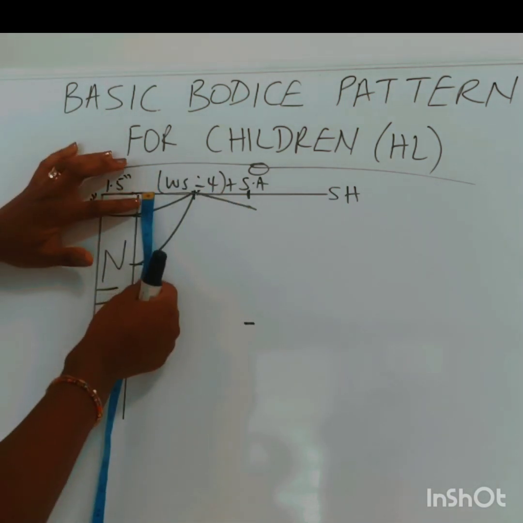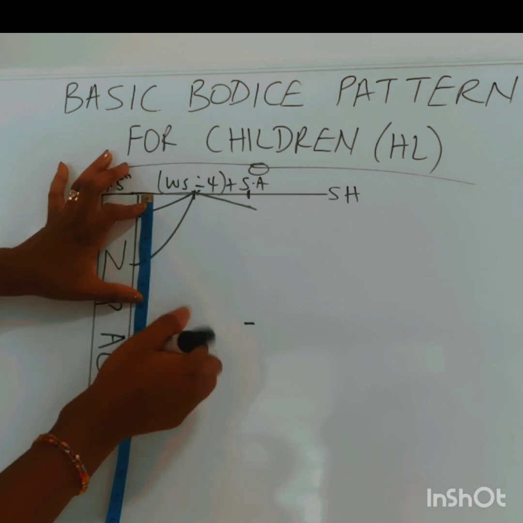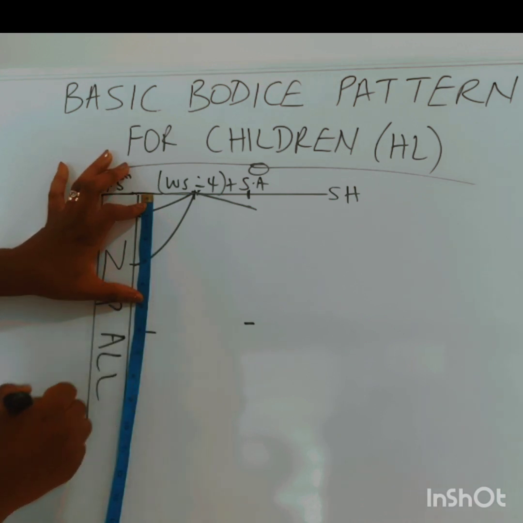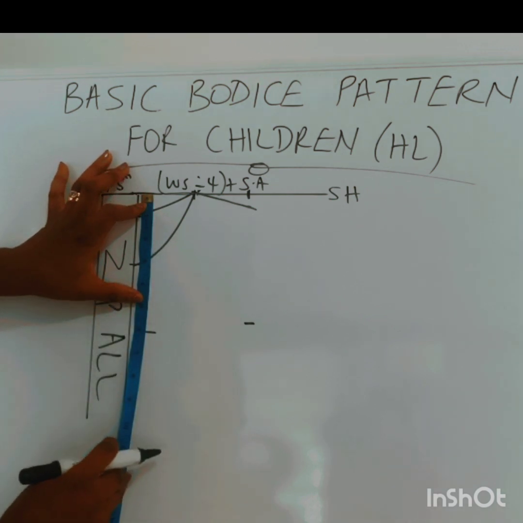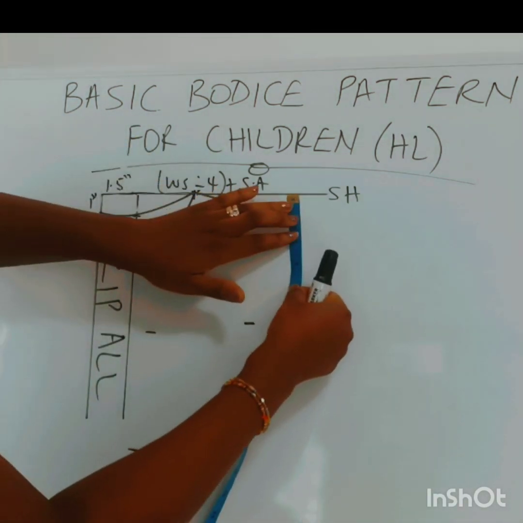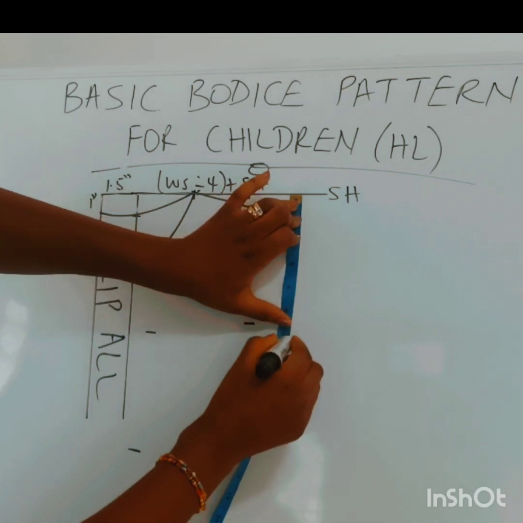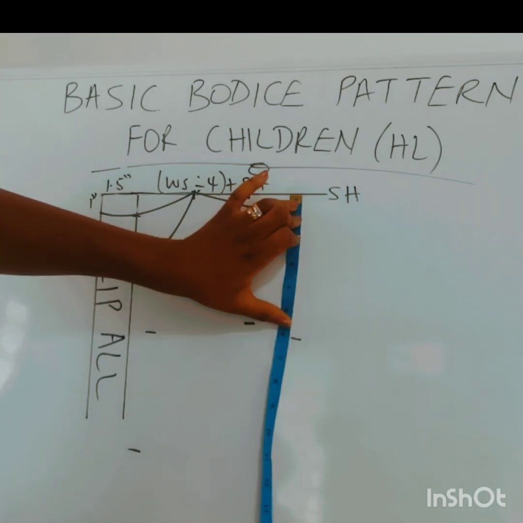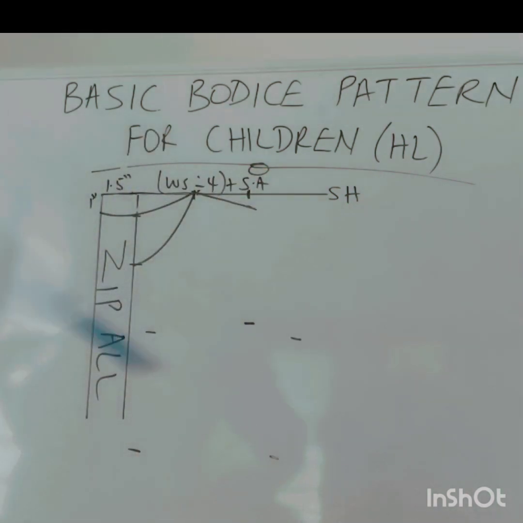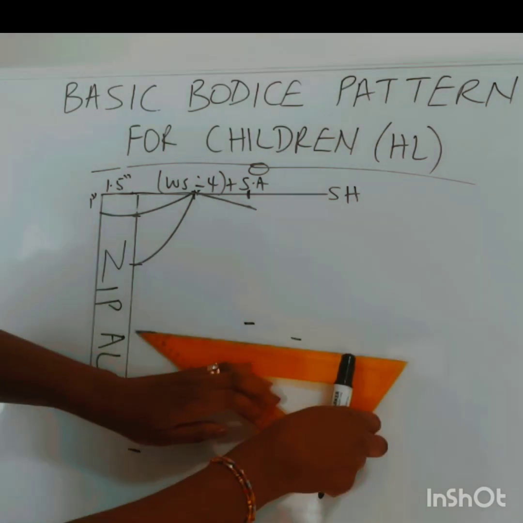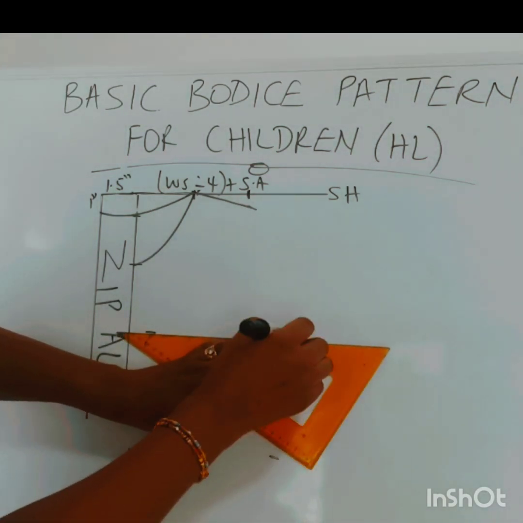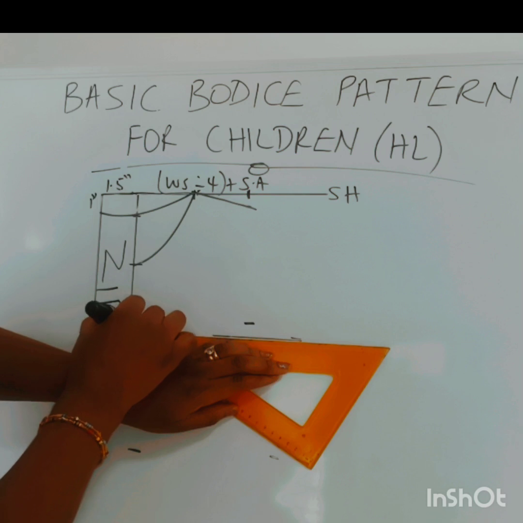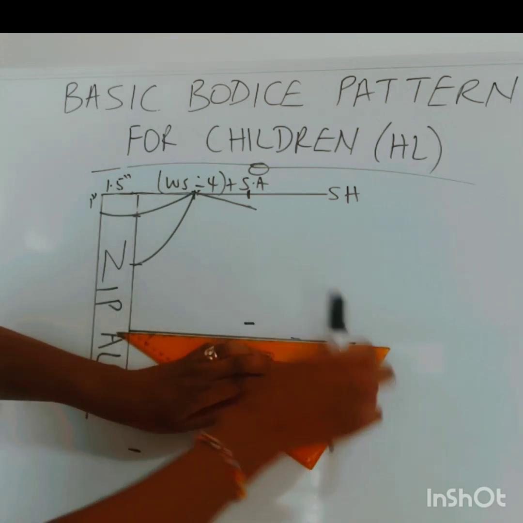So shoulder to chest is 6 inches. Then shoulder to waist is 11 inches. So let me just mark the vertical measurements. Shoulder to chest 6 inches. Shoulder to the waist is 11 inches. If we were to be an adult, we say the bust area.